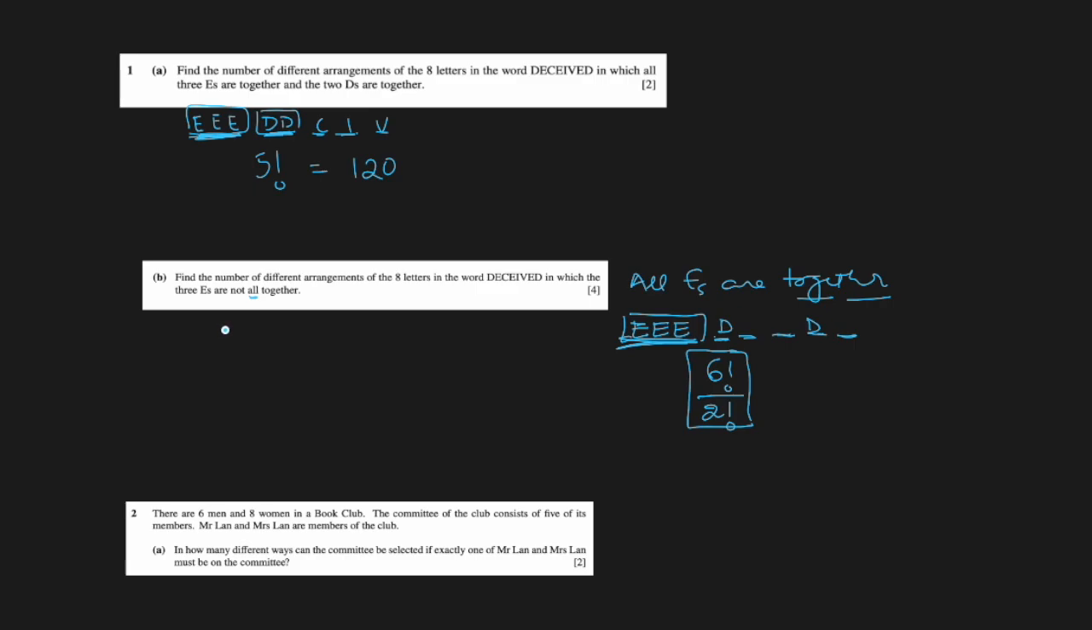What is the total number of arrangements? They are 8 letters, so 8 factorial. Just like these 2 factorial, we'll write 2 factorial for the D's and 3 factorial for the E's in total, right? So from this, we'll subtract this 6 factorial divided by 2 factorial. Just put this in a calculator and you'll get it. What I get is 3000 arrangements.